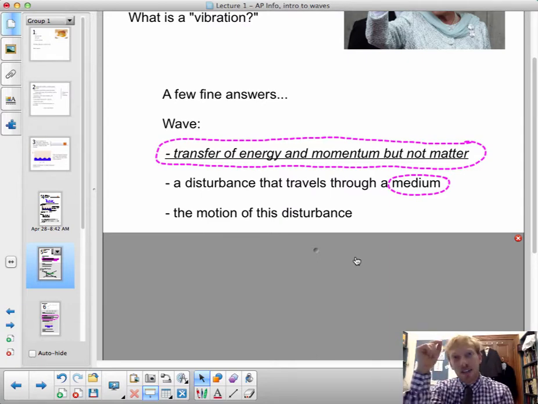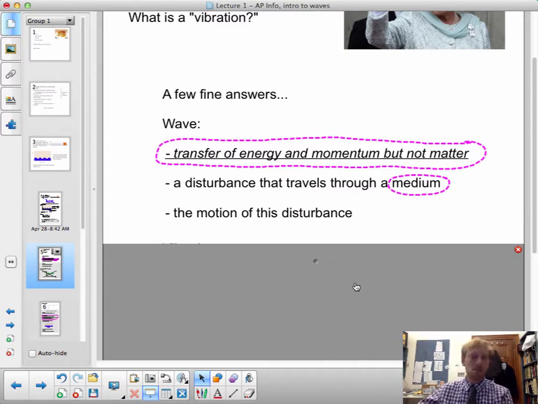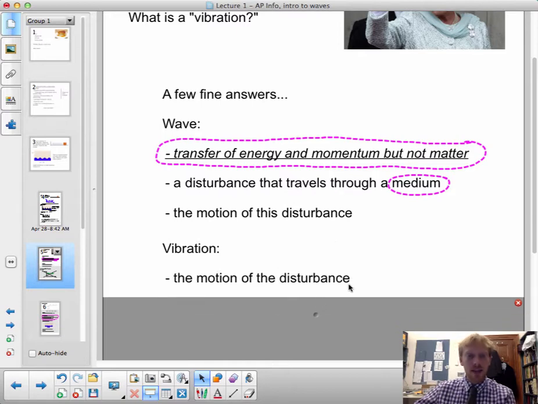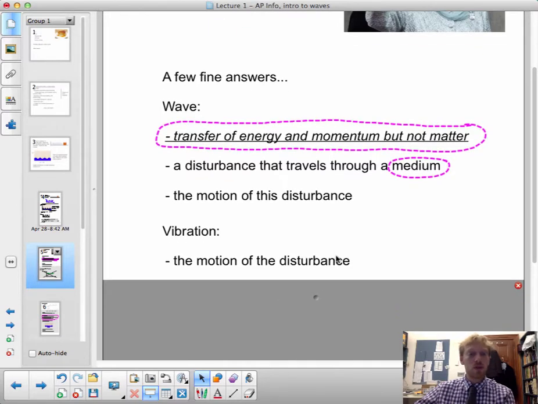If I jiggle a slinky and it travels to you, what is the wave? Is it the moving of the slinky, or is the movement of the slinky just a symptom of a wave that's on the slinky? This is a fine distinction. My main advice is don't worry about it. But if you refer to the motion itself of a wave as a wave, then you're going to be okay. Vibration is a word that is kind of similar in that it can be used to refer to the motion of the disturbance. You can use the word wave or vibration for the motion of the disturbance.